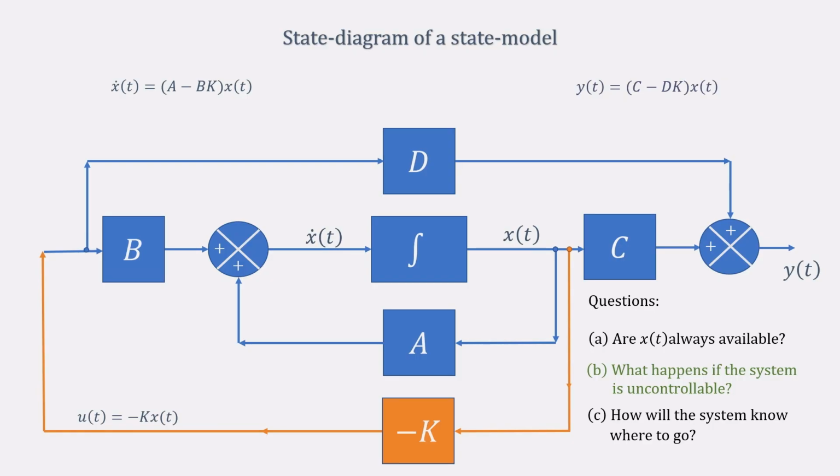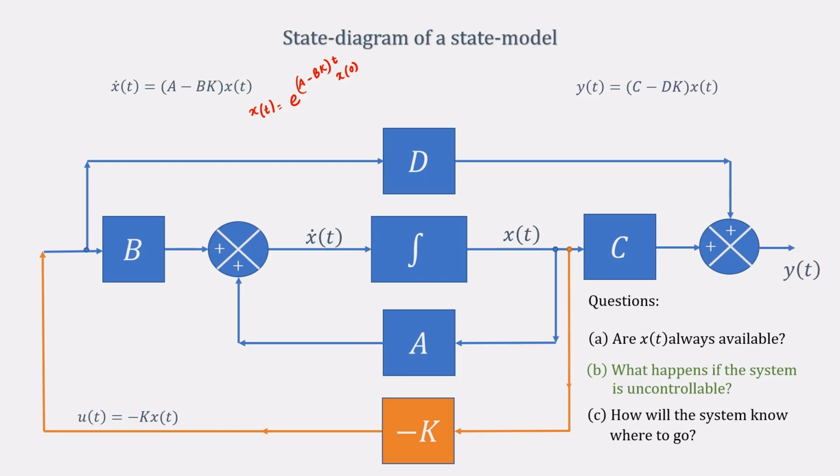Now, the third question was, how will the system know where to go? In this setup, if we place the eigenvalues of A minus BK such that they are all in the left half plane, we know that as t tends to infinity, the solution of this equation, which is of the form e to the power of (A minus BK) t times x of 0, will always go to 0.